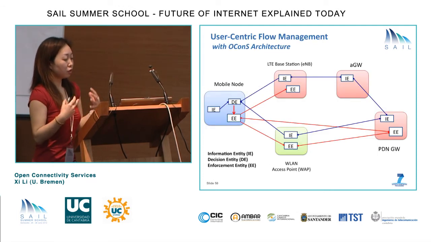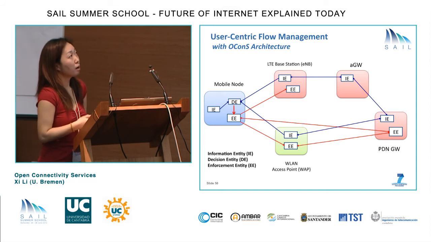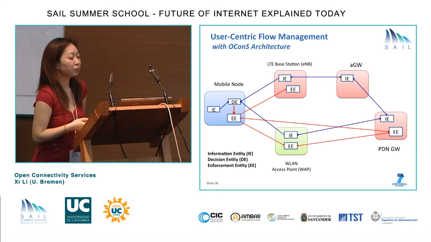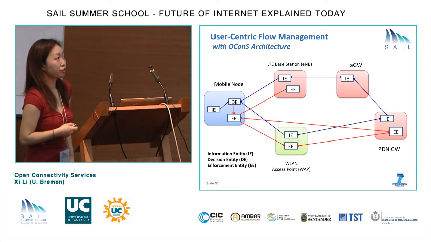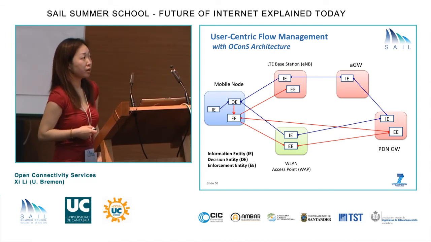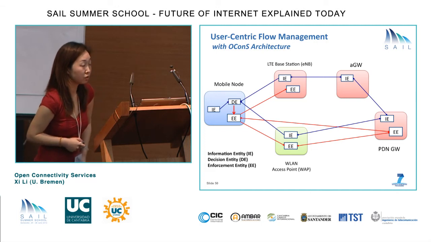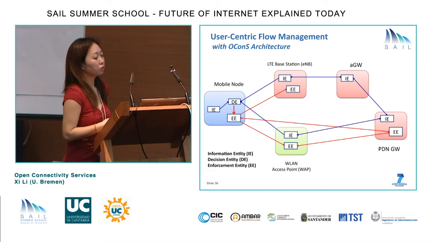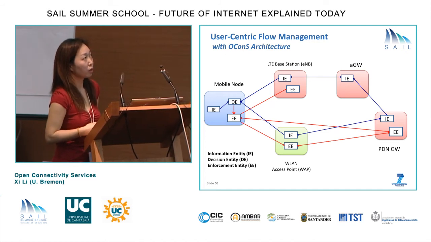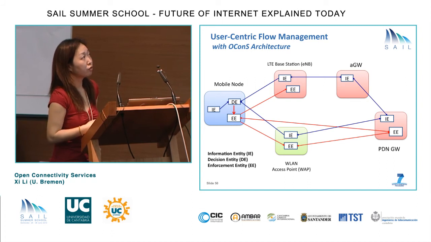And in the framework of the OConS, we can map our mechanism onto the OConS architecture. As you have learned from the first part by Professor Anders, the OConS architecture defines three elementary building blocks: the information entity, decision entity, and enforcement entity. In order to enforce the flow management, since we are working with a user-centric approach, the decision entity is located at the user device.